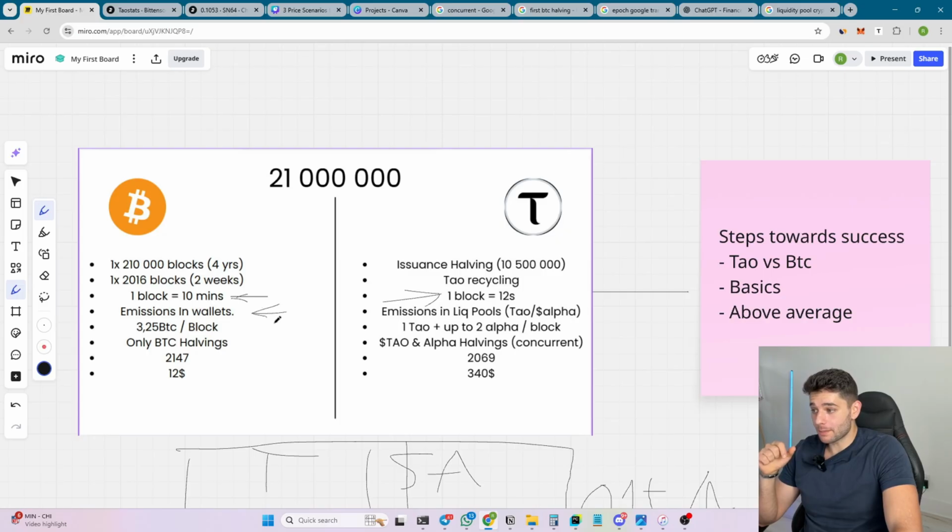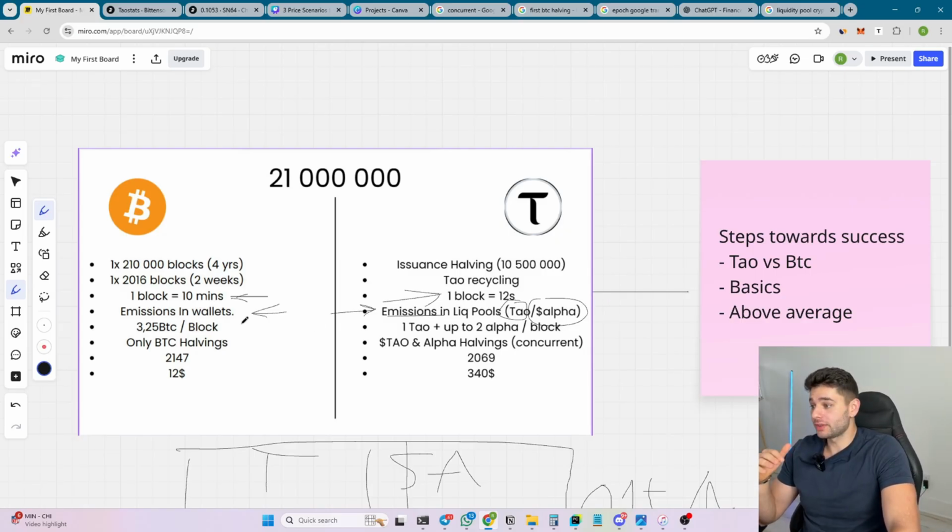When miners mine Bitcoin, they receive it directly into their wallets. It's pretty simple, pretty straightforward. But as a staker, if you want to understand Bittensor Tao emissions, they go into something called a liquidity pool, which is the Tao token paired with each subnet's alpha token. So there are 128 different liquidity pools right now.